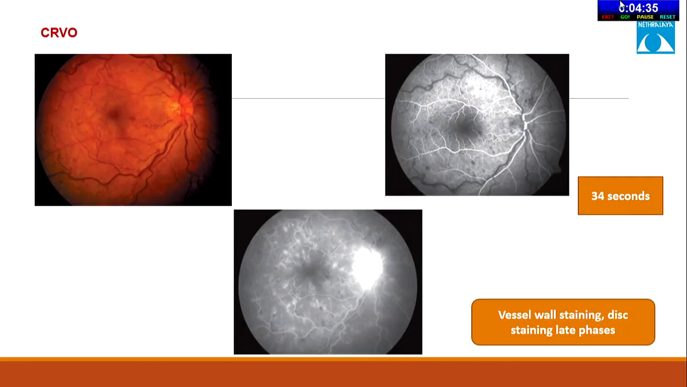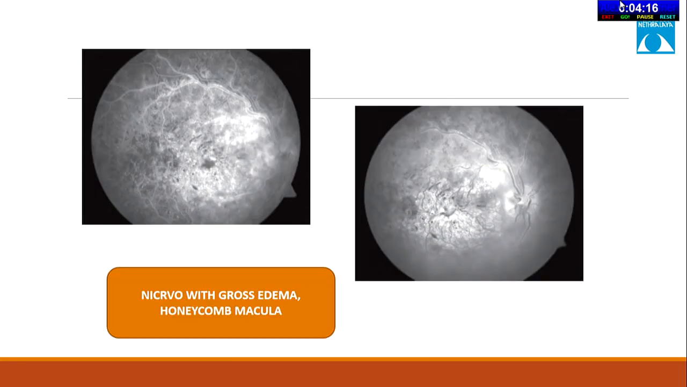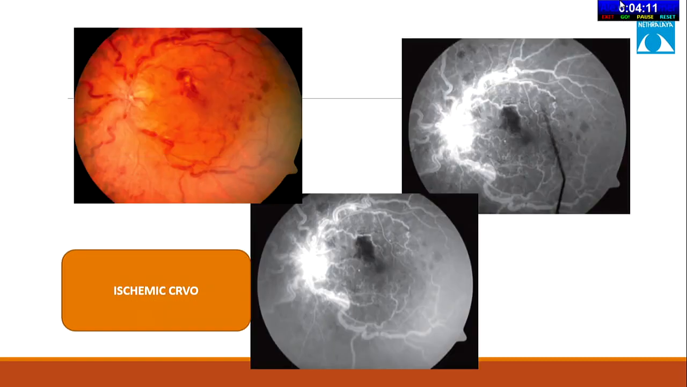In CRVO, there is dilatation and tortuosity of veins with delayed AV transit time, which is about 34 seconds. And in the late phase, there is staining of the vessel wall. This is a non-ischemic CRVO. And there is cystoid macular edema in a honeycomb pattern. In ischemic CRVO, there is capillary non-perfusion in all the quadrants with the loss of the perifoveal capillary network.